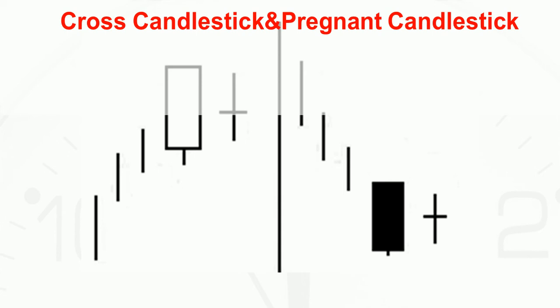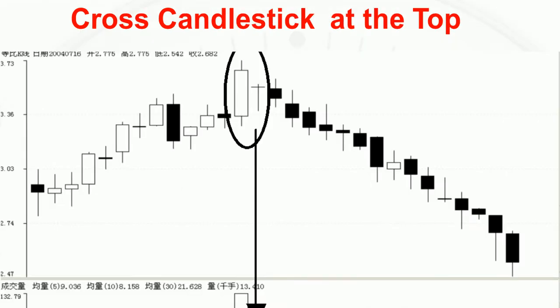Then you should know what that means. Okay? So the next one is the Doji. If the Doji is inside the body of the candlestick, this is the pregnant candlestick. Okay? So let's see this one. This is the cross candlestick at the top. This one appears at the top. What does that mean? You should sell first. It appears at the top.